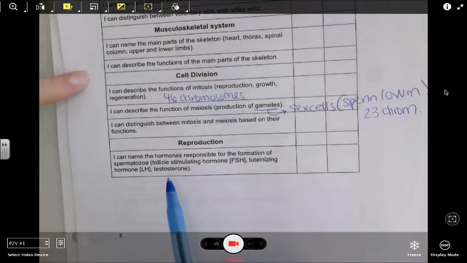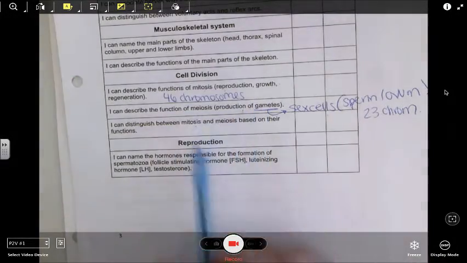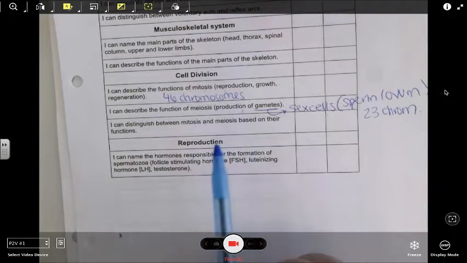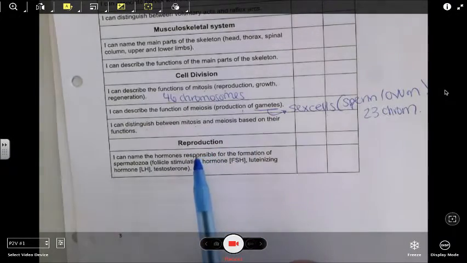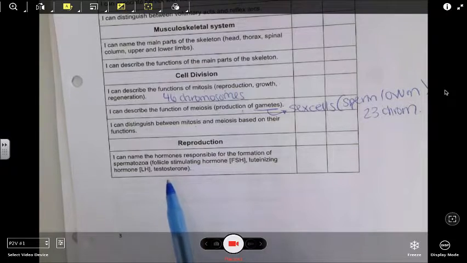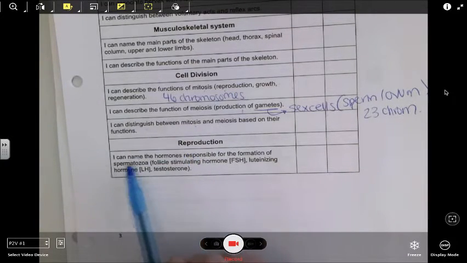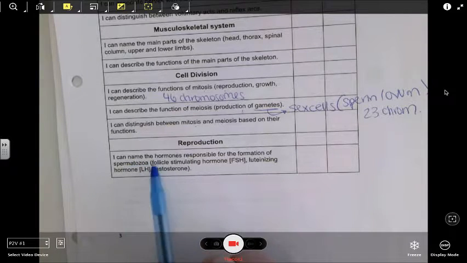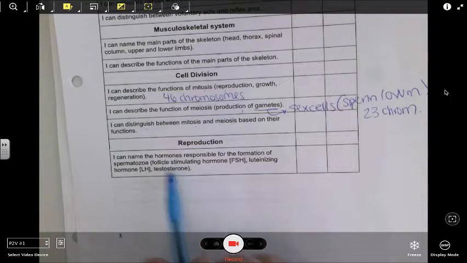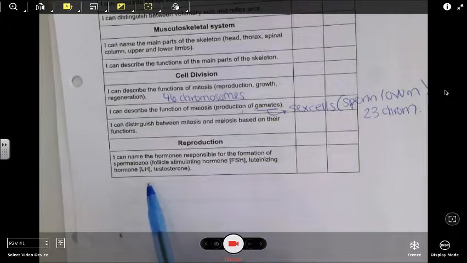Okay, so hopefully you guys are okay for cell division, but if you're not, you can ask me to go over it on Monday. I've gone over it in a couple of the tutorials now, okay? But if you need more help with that, no problem, just let me know. For reproduction, the only thing it says is I can name the hormones responsible for the formation of spermatozoa. So there's follicle stimulating hormone, which is FSH, luteinizing hormone, which is LH, and testosterone.